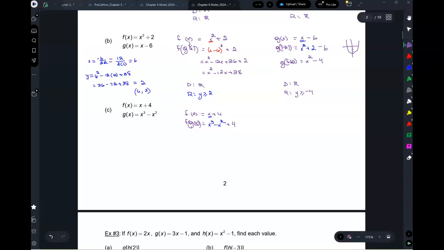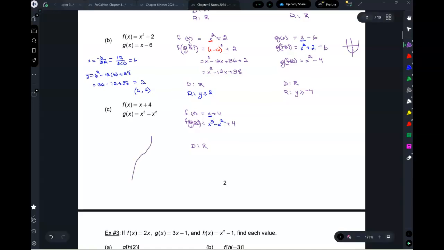Okay, this is it. The domain is all real numbers. And this is a cubic function, right? So the range is also all real numbers. This one, you can use your calculator to graph if it's in the cubic range.